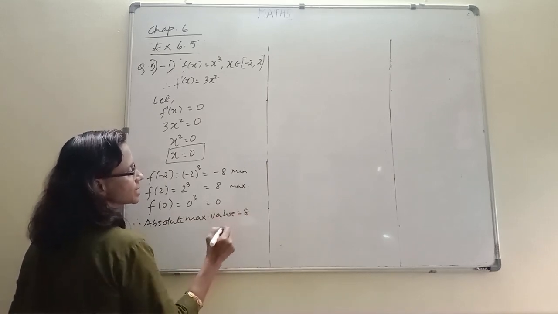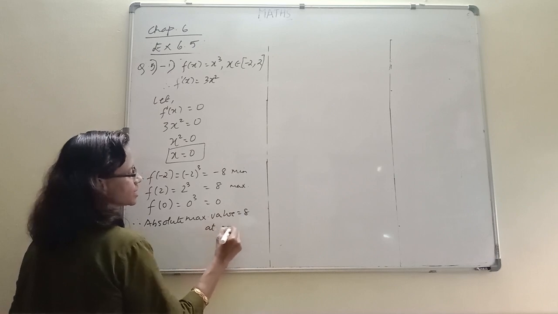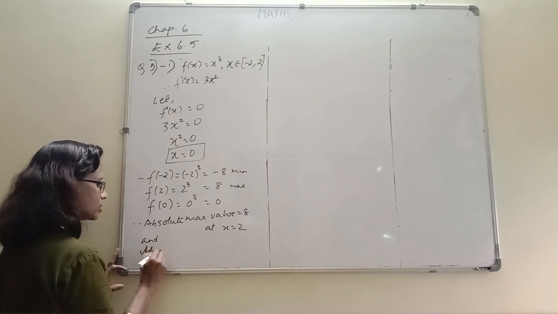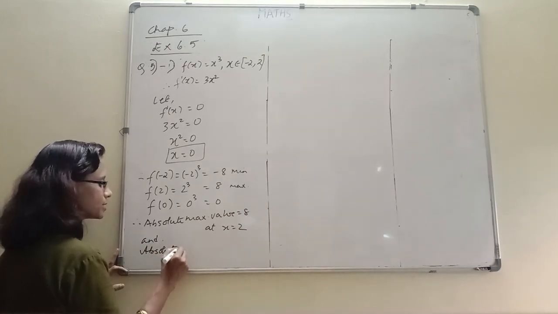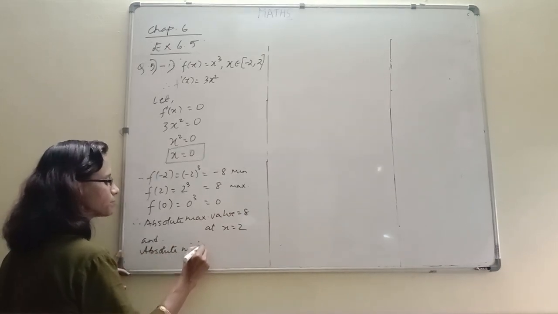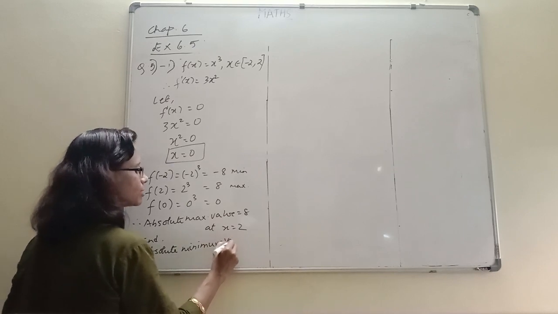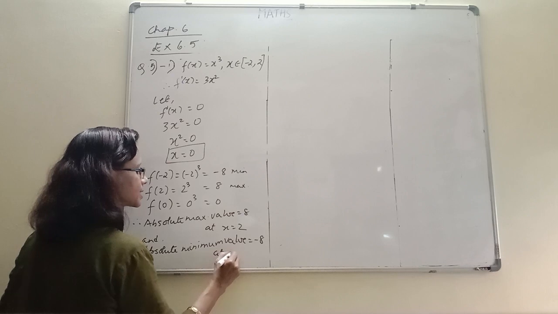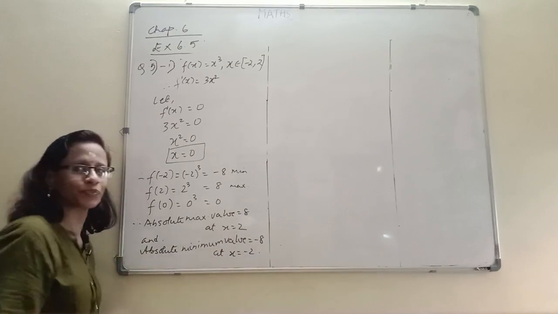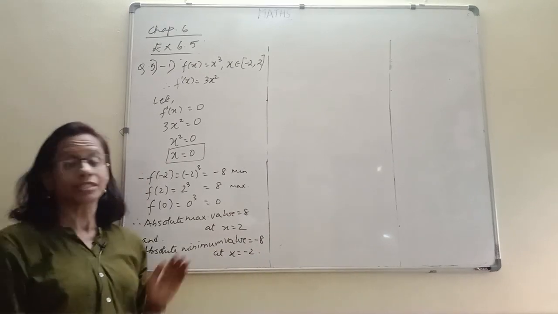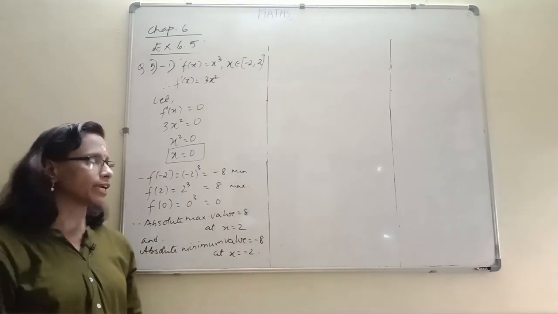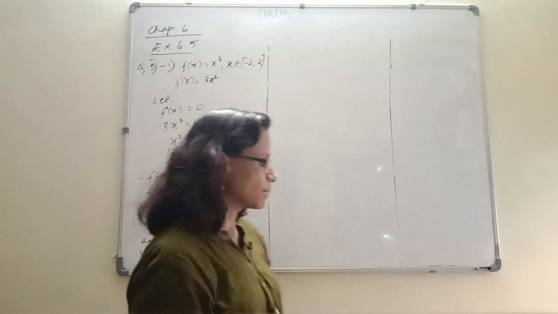is 8 at x equal to 2 and absolute minimum value is negative 8 at x equal to minus 2. So that's your sub-question number 1. So we have many sub-questions. So I think we can take up 1 or 2 more sub-questions over here.